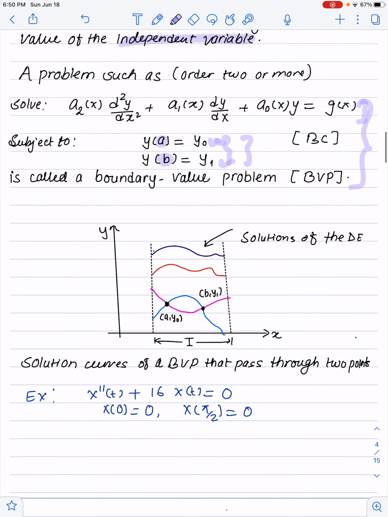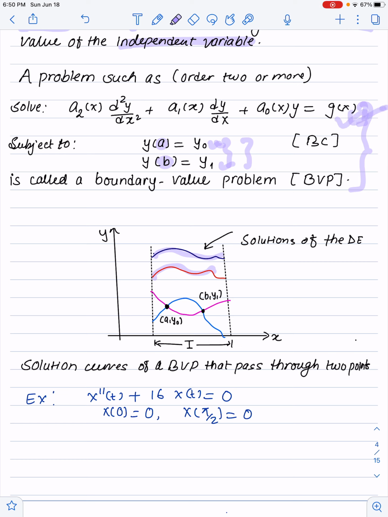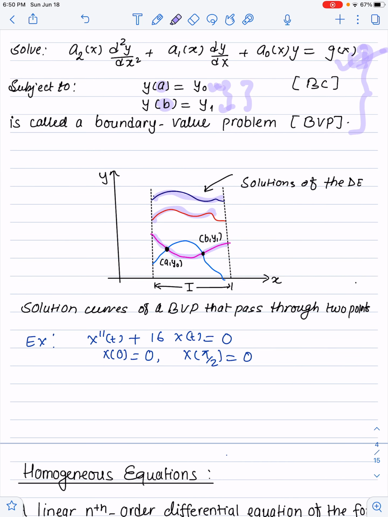Okay, and the solution of the boundary value problem would look like this. These are the solutions of this differential equation, all these solutions, but the solutions of the boundary value problem are this one and this one, because they are passing through these 2 points, (a, y0) and (b, y1). So these two are the solutions of the boundary value problem.